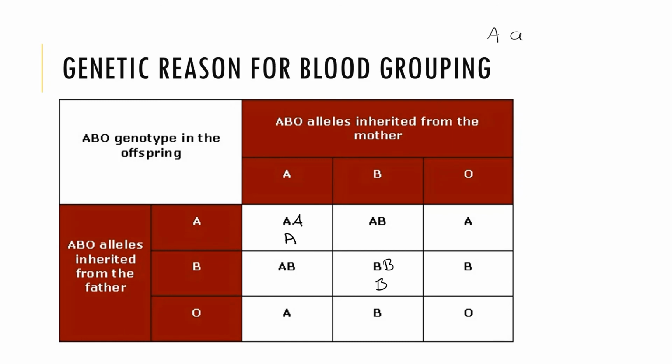If the father is A and the mother is B, what will happen? We have a codominance. That means the blood group will be AB, presence of both the surface antigens on the RBC surface. Same thing happens if the father is B and the mother is A. Again, both the proteins will be expressed on the surface of the RBC. So the person will have blood group AB.